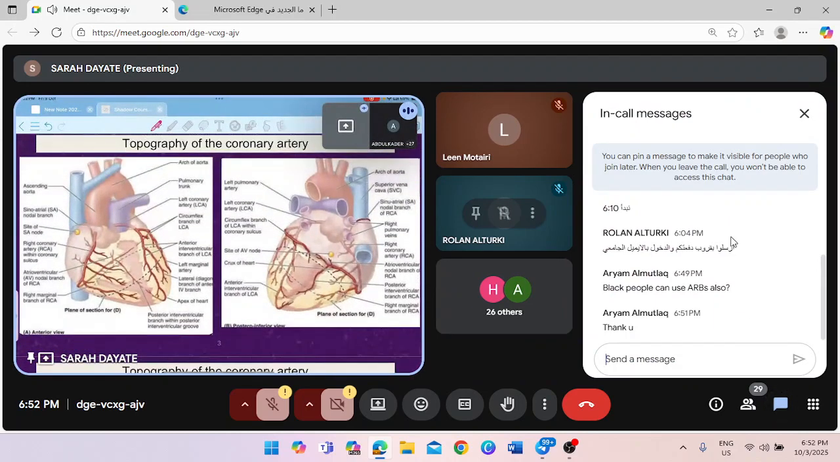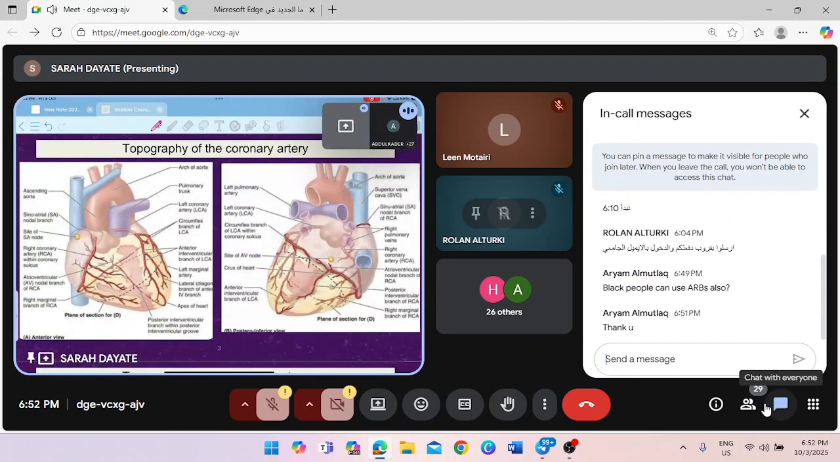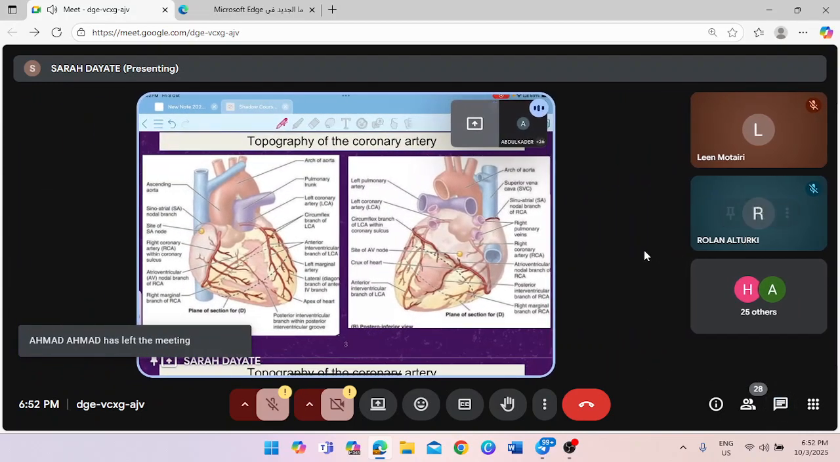As you can see here, you have the anterior view. Here you got the trunk of the aorta. So basically here is where it will branch, into the right coronary artery and the left coronary artery.